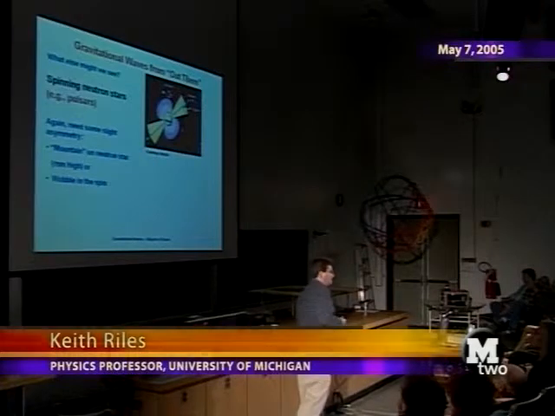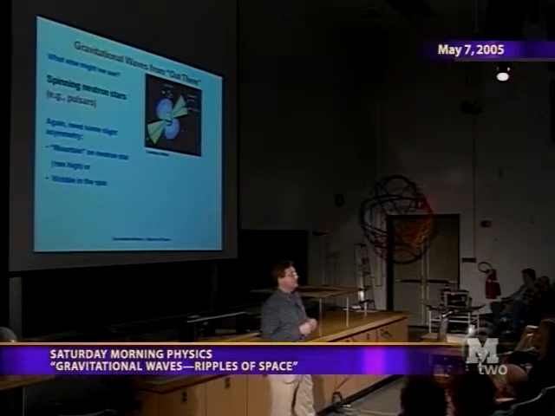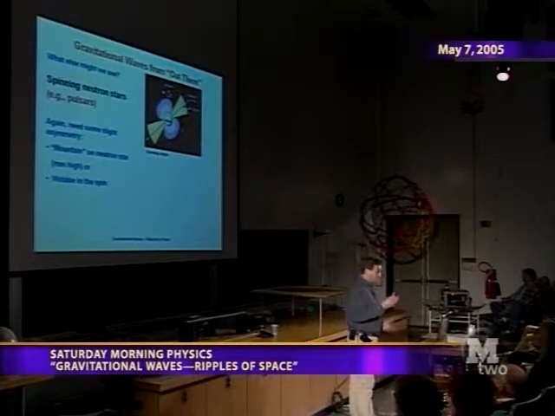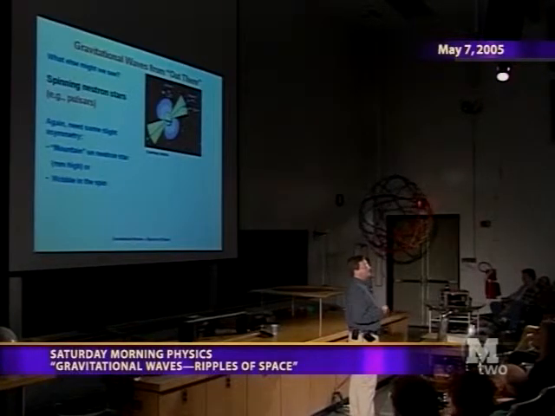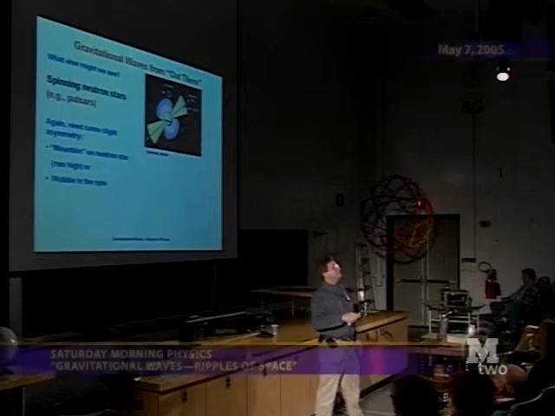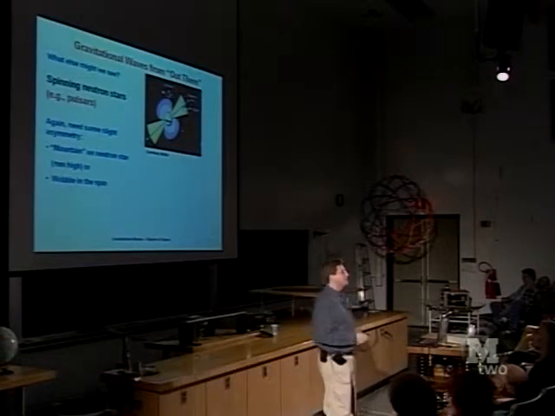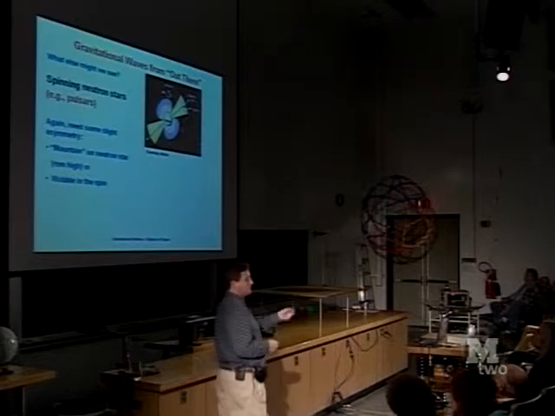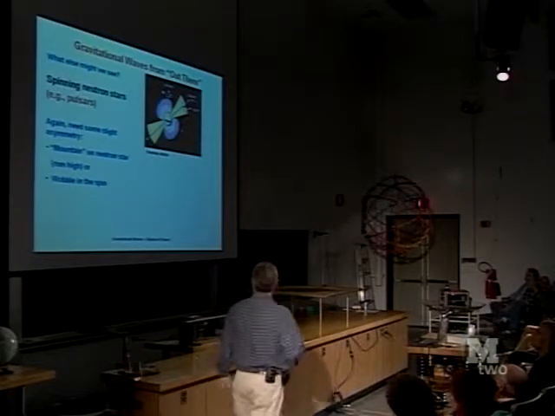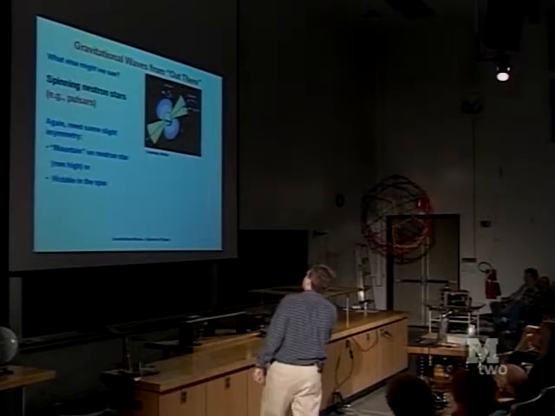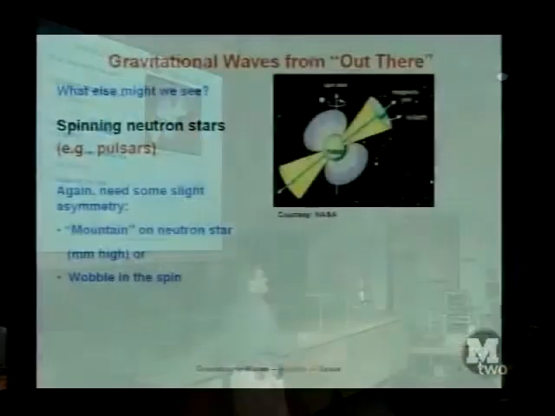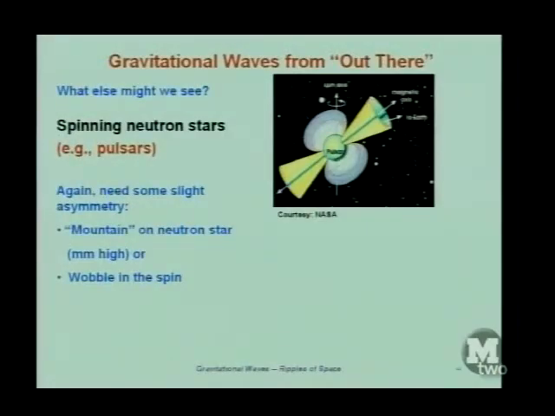Okay. Another source would be spinning neutron stars. I talked about pulsars earlier, but we don't have to have a pulsar. Just any ordinary spinning neutron star can provide gravitational waves as long as there's a little bit of asymmetry in that spin. If, for example, it has a mountain, in this case, a mountain means something that's a millimeter high. After all, we're talking about that teaspoonful of billion-ton material. Or if the neutron star is wobbling a little bit. If it's been knocked a little bit off of axis and is precessing around like a child's top, that could also create the kind of asymmetry that we need.